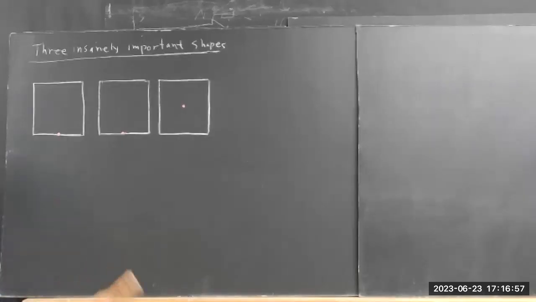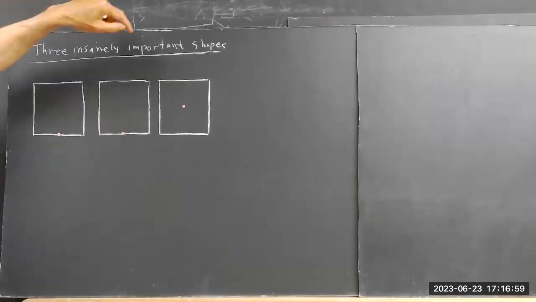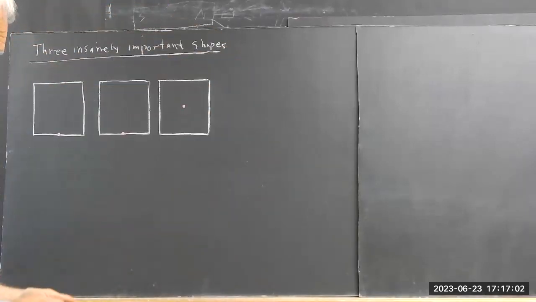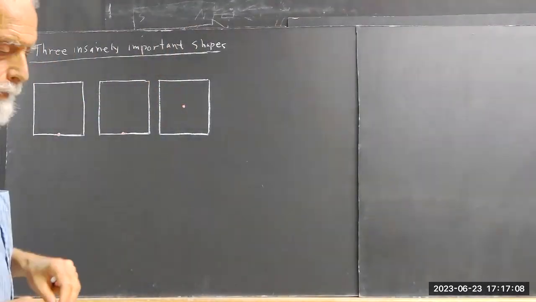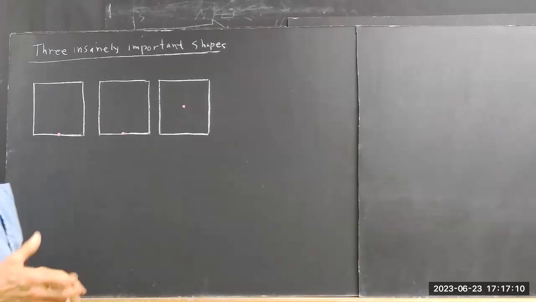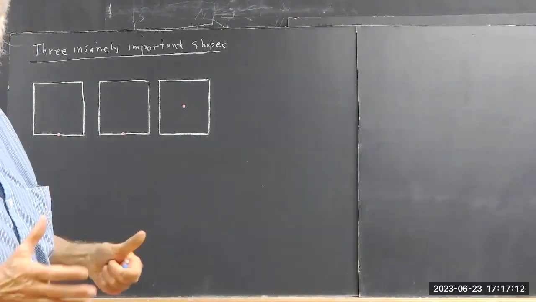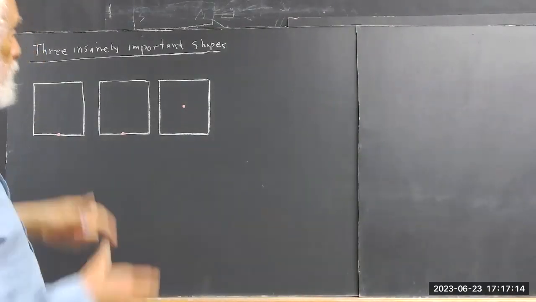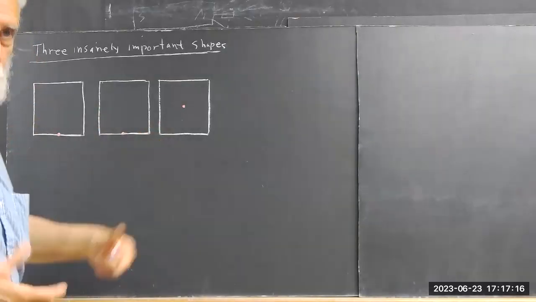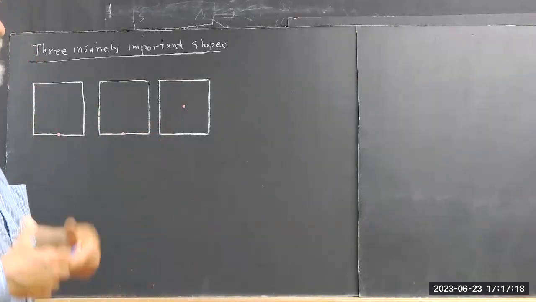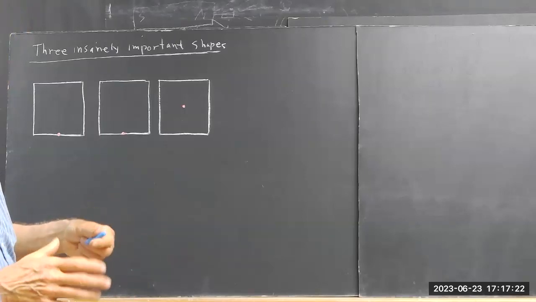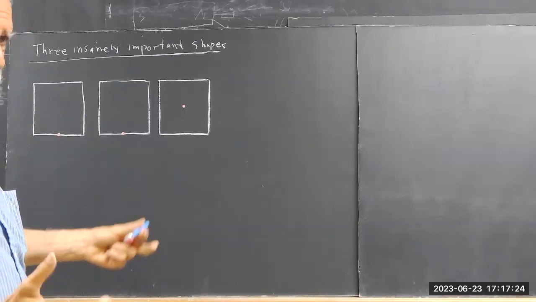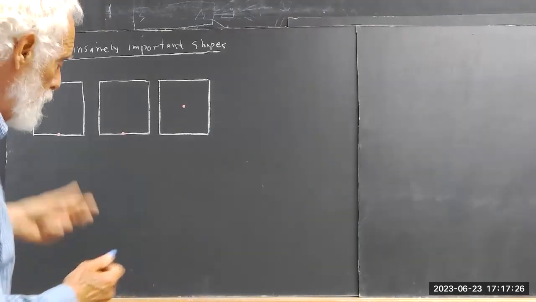Okay, now I'm going to show you three insanely important shapes. Now there are at least five insanely important shapes. But if you understand these three, it's a real good start for understanding the five. And then there's much more after that. But once you understand the most basic ones, it's not difficult to understand the rest in most cases.